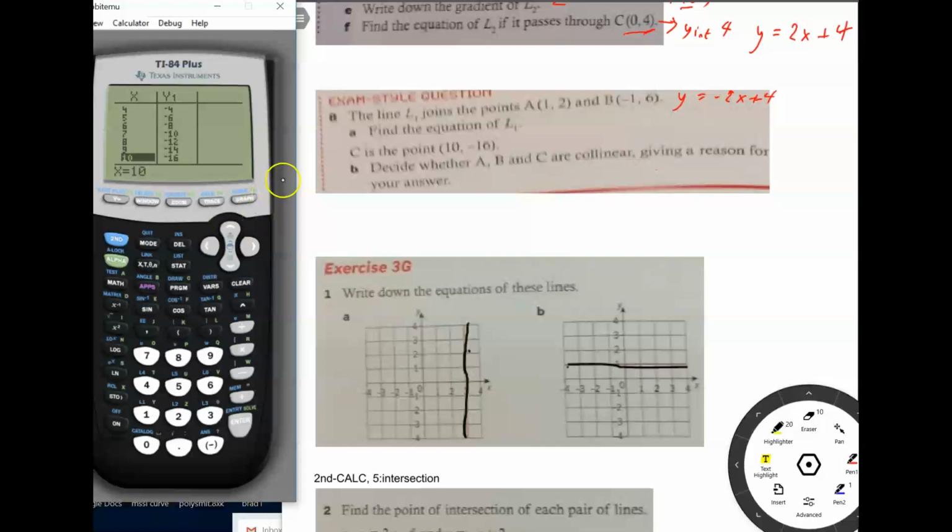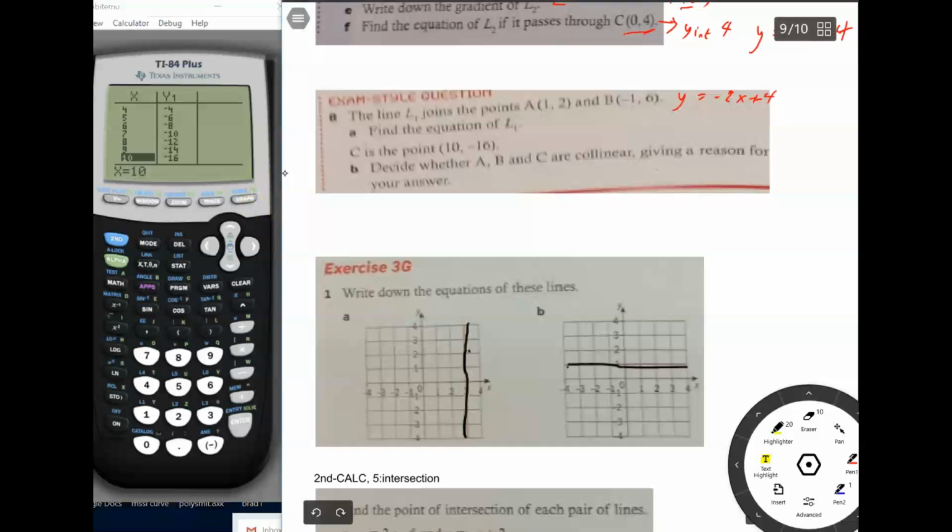Okay, it says to give a reason for your answer, and so my reason is going to be that the XY table includes all three. The XY table for y equals negative 2x plus 4. So that's one way you could confirm it, right? All right.